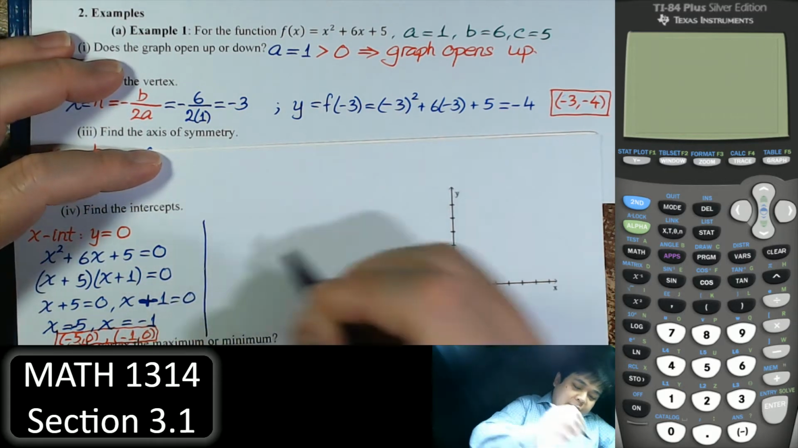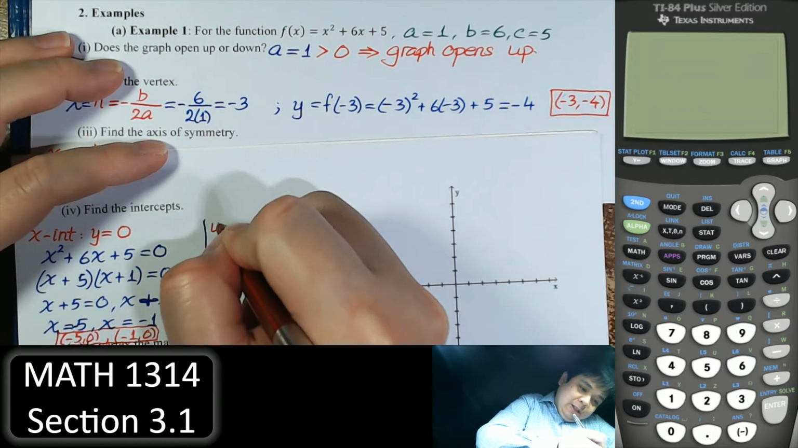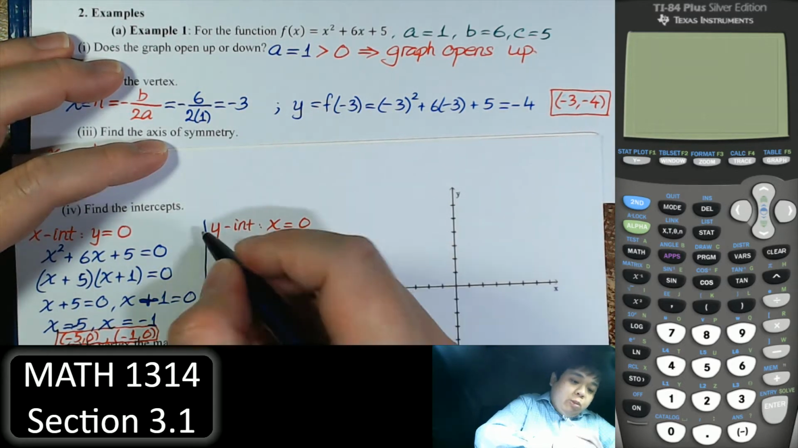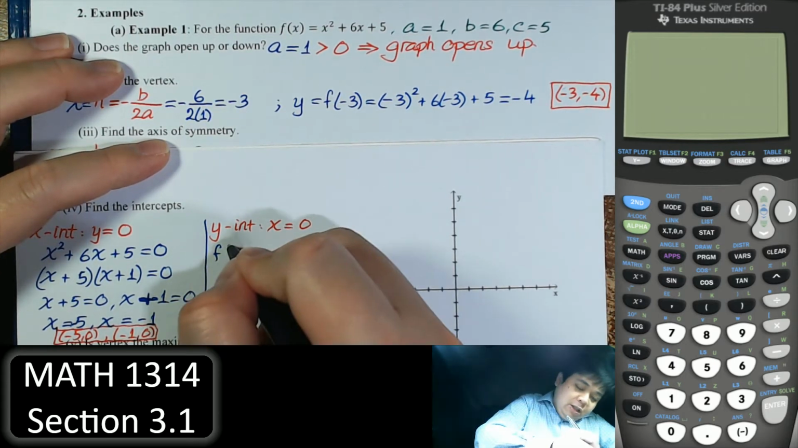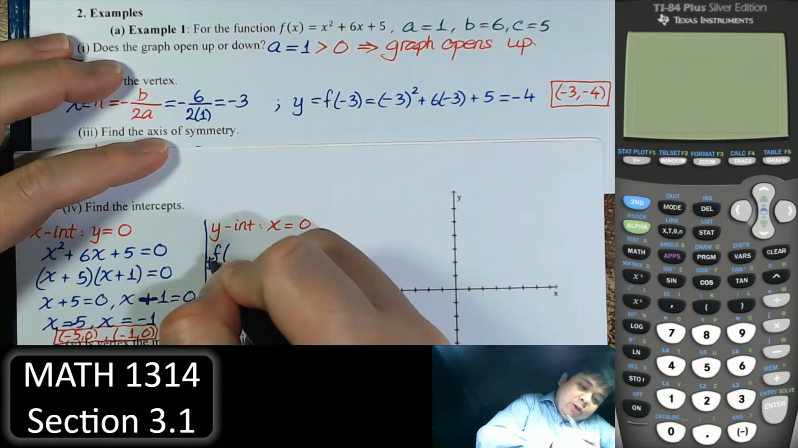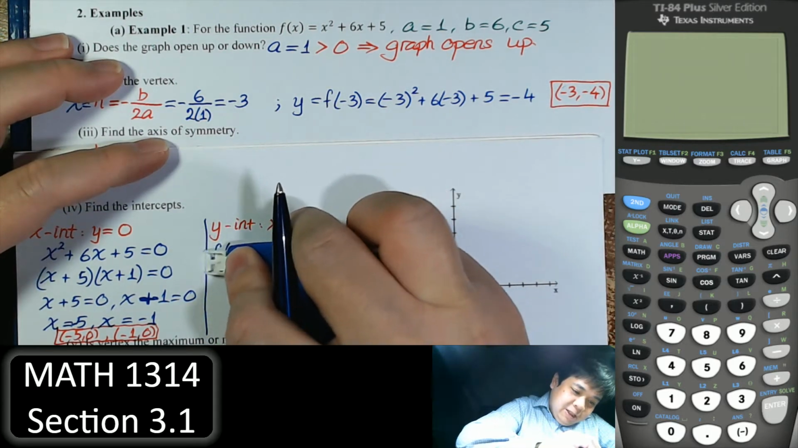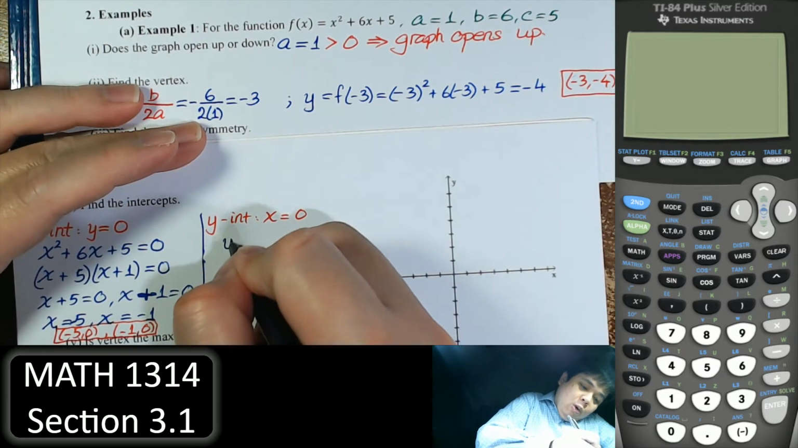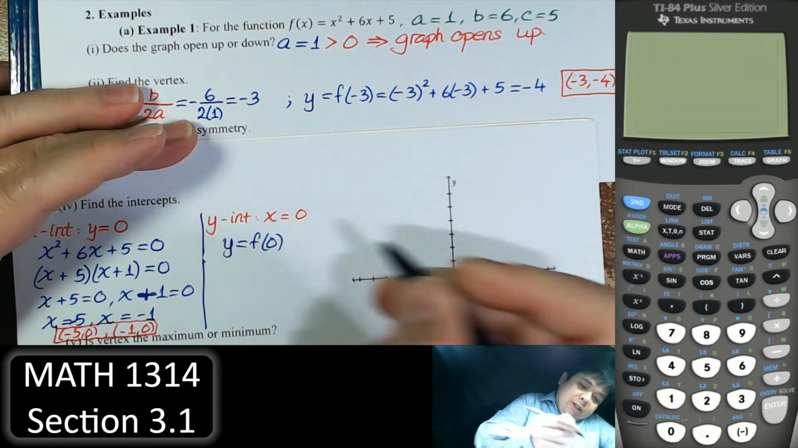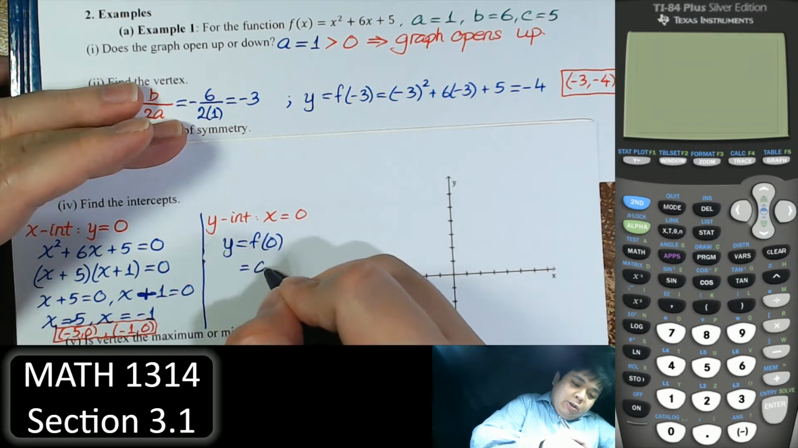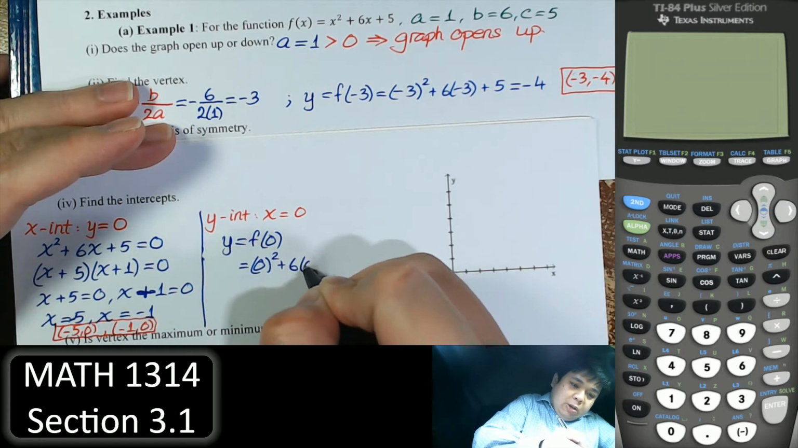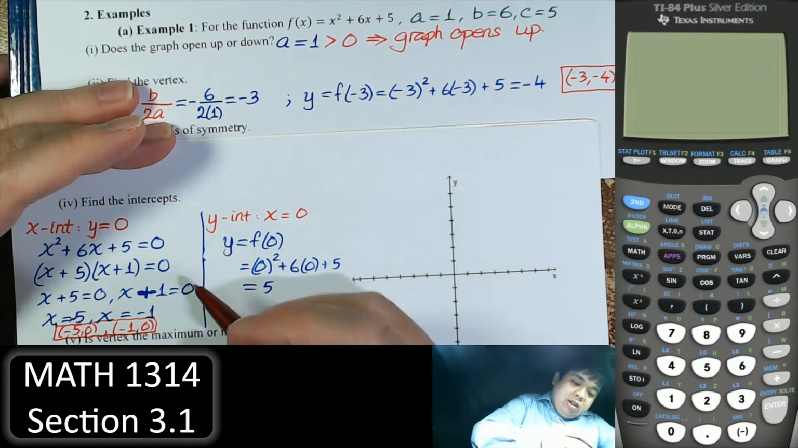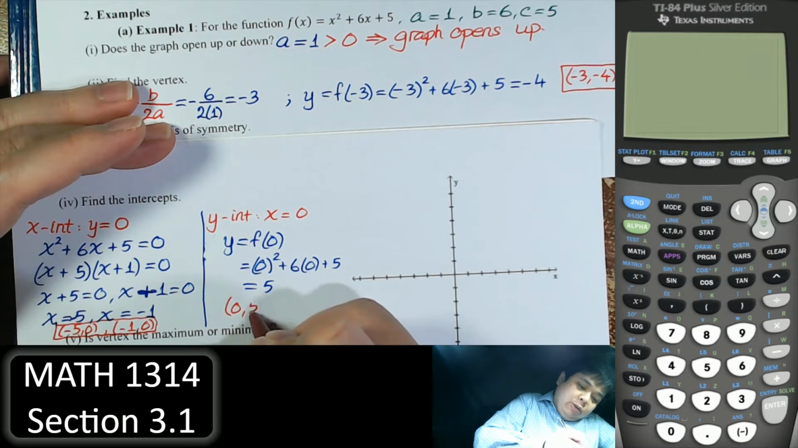And the y-intercept is where we let x equal to 0. So it's easy, we just substitute into the function. y equal to f of 0, so we have 0 squared plus 6 times 0 plus 5, so it just equals 5. The y-intercept is x equal to 0, y equal to 5.